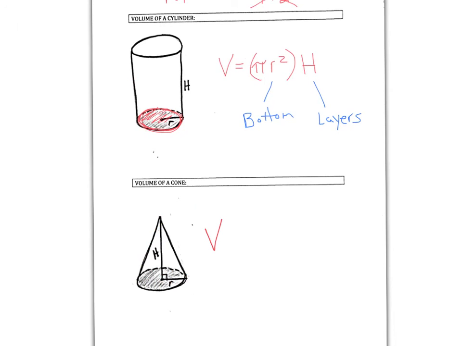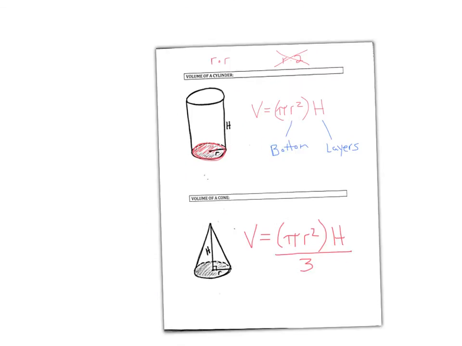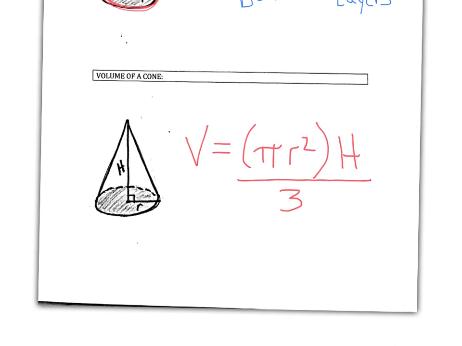Yep. Volume equals, fill up the bottom, multiply it by the layers, but since it keeps getting skinnier, we've got to divide it. And we're going to divide it by 3. So it's the same formula as this one, except we divided by 3. And the reason we divided by 3 is because, believe it or not, 3 cones will fit into one cylinder.